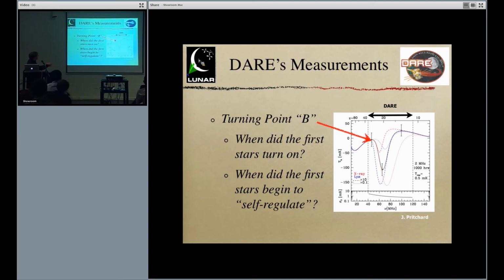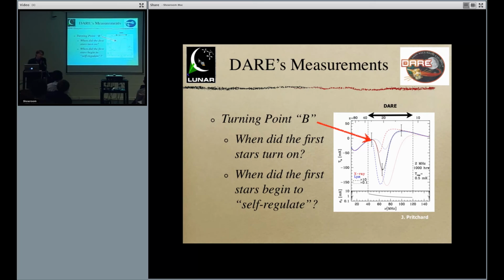Turning point B is when you're going from no signal to strong absorption because of the fluorescence process from these ultraviolet photons from the first stars. So this is telling us precisely when those first stars formed. The rate at which it then declines is basically telling us how they're growing and filling the universe. It turns out they kind of self-regulate themselves.